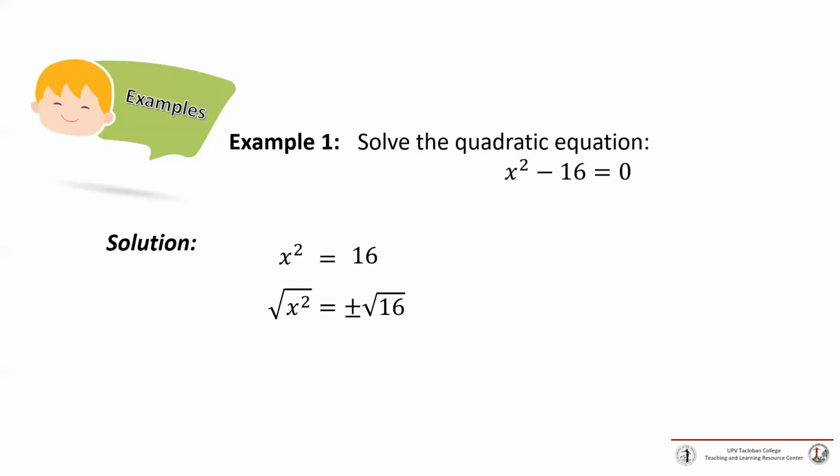We have the square root of x squared is equal to plus or minus the square root of 16. We have two possible solutions, the plus or minus, because the exponent of the variable is 2, which is even. So we have x is equal to plus or minus 4, or positive and negative 4. Now, we have to check to verify if the two values that we got, positive 4 and negative 4, are really the solutions of the quadratic equation.